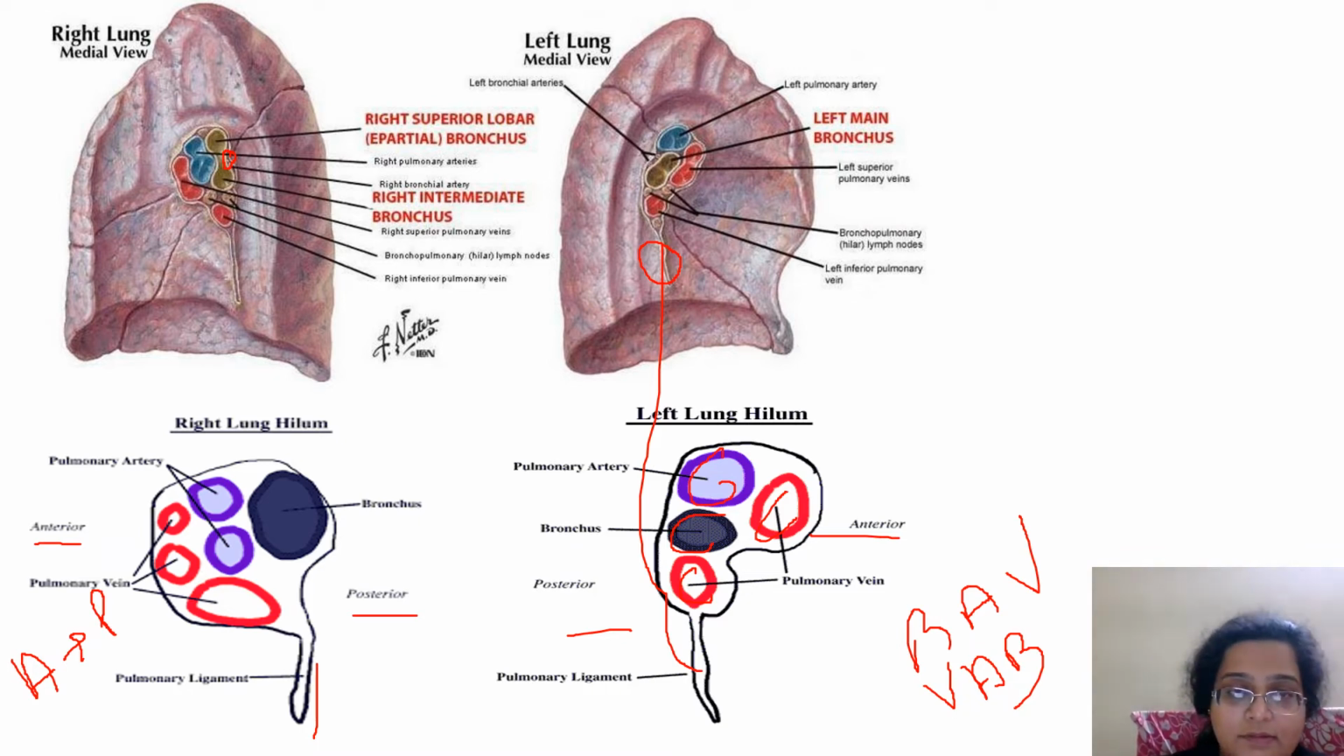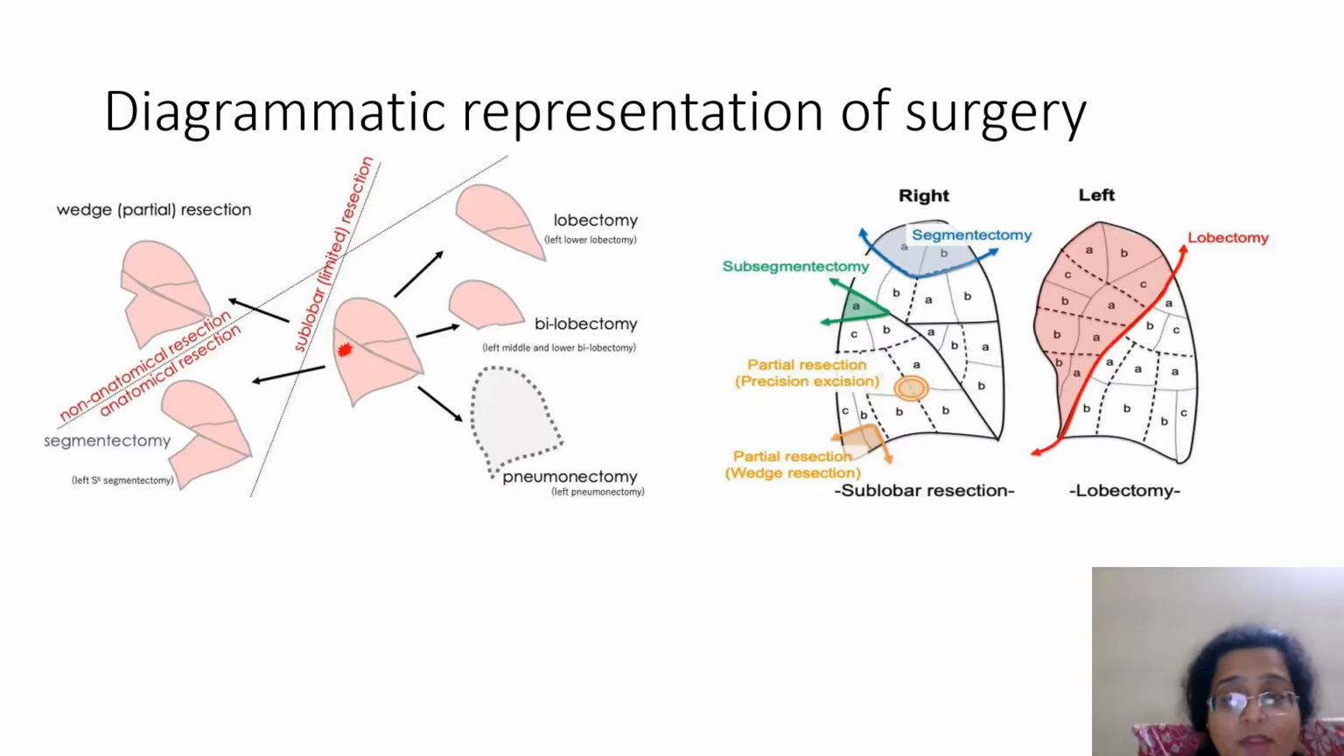So I told you I'll show you everything. So if there's a lesion over here in the lung, this kind of a triangular resection is a wedge or a partial resection.